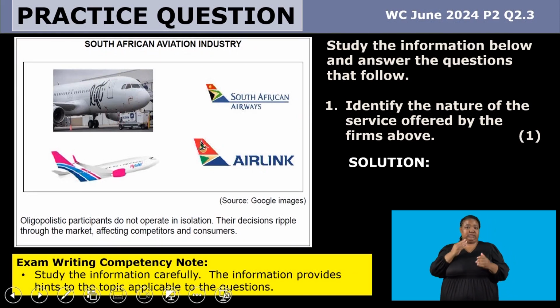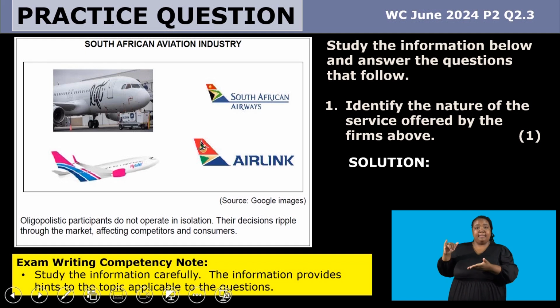Next question. Study the information below and answer the questions that follow. So we are given this extract here, and below it, it says, oligopolistic participants do not operate in isolation. Their decisions ripple through the market, affecting competitors and consumers. Number one, identify the nature of the service offered by the firms above.